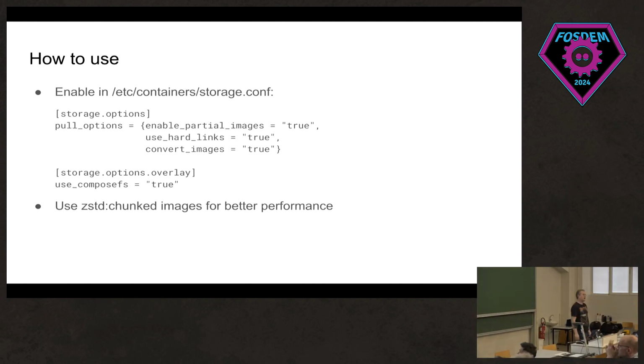So how do you use this? There are some options in the storage.conf. You have to enable all of these currently. Actually, the convert images option is not strictly necessary. That's for converting images that aren't in this new zstd:chunked format. So it works with any. If you pull any image, it will convert it to that format, and then you use ComposeFS for mounting it. So it will work for anything, basically.